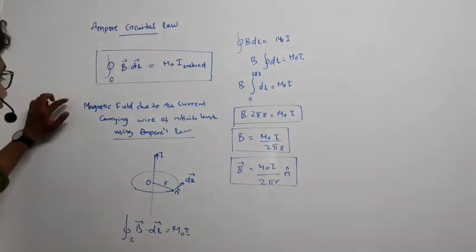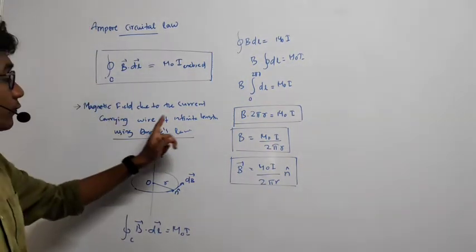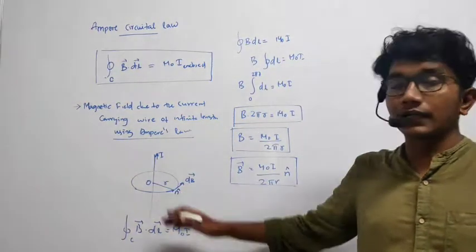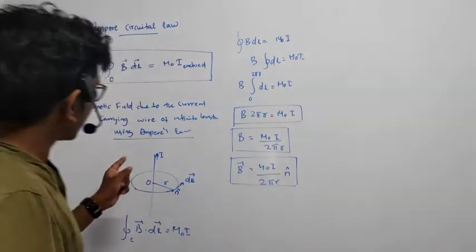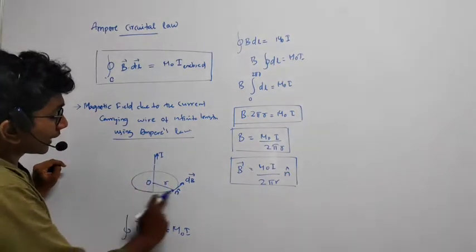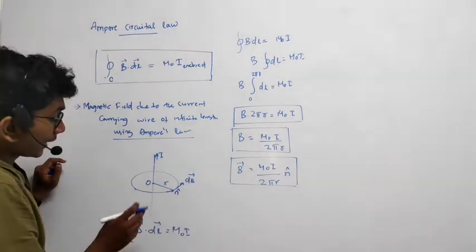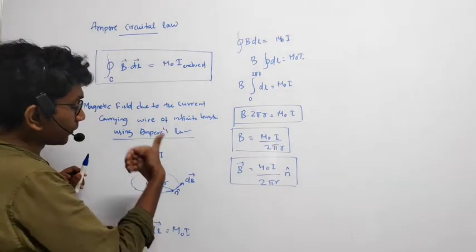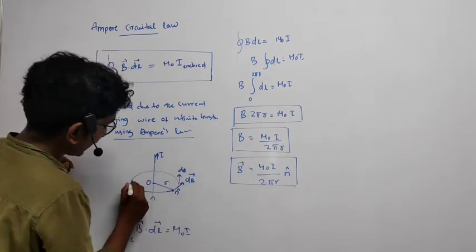Now let's talk more about Ampere's circuital law. The first application is the magnetic field due to a current carrying wire of infinite length using Ampere's circuital law. We have already found this by using Biot Savart law. So let's say this is an infinitely long wire, and here we consider an Amperian loop. Here dl is in this direction, the current is passing in this direction, and obviously the magnetic field will be in this direction, and similarly here and here.